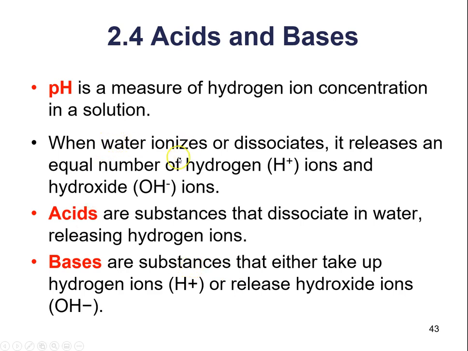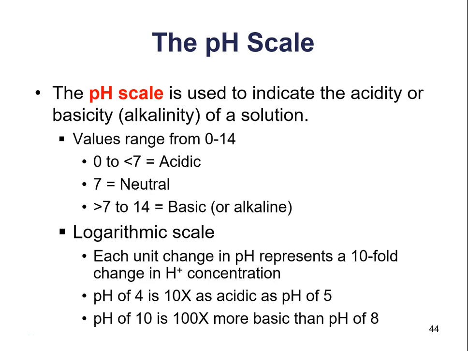And so when we talk about the measure of pH, it's the measure of hydrogen ion concentration in a solution, right? So let's talk about the pH scale. And again, we may have heard of this before, but basically it's a scale from 0 to 14. Anything from 0 to just less than 7 is considered acidic. 7 is neutral. Anything greater than 7 to 14 is basic.